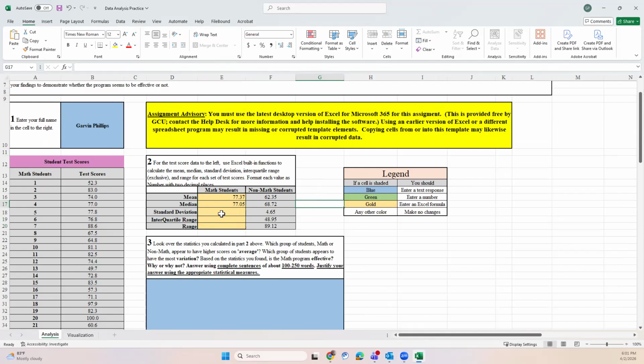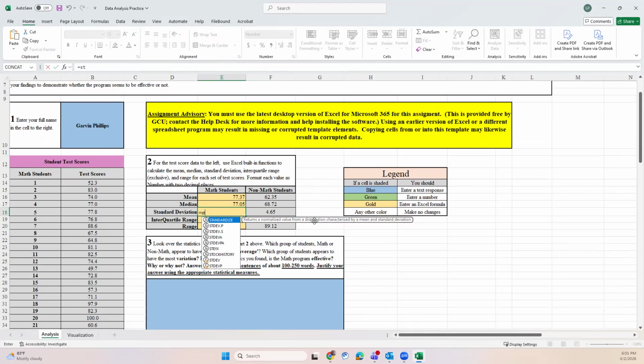Now I'm going to go to standard deviation. I want a standard deviation, so I'm going to do equal. And again, Excel is going to think. So I put ST, and I can see that there's certainly not standardized. That's not the same thing. It says it returns a normalized value from a distribution characterized by a mean and standard deviation. So that's not quite what I want. But then if I look on this, this is standard deviation of a population. I don't have a population. I don't know that this is every student. So I have a sample, so I will use stdev.s. I'm just going to click on it.